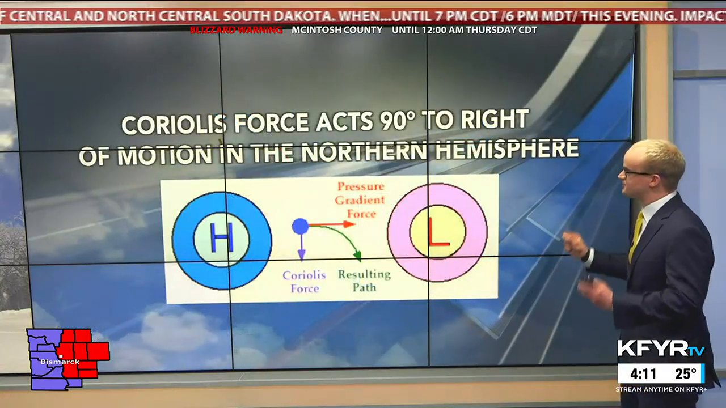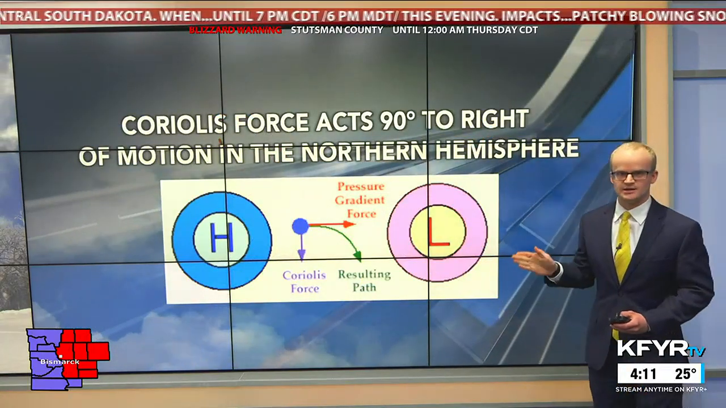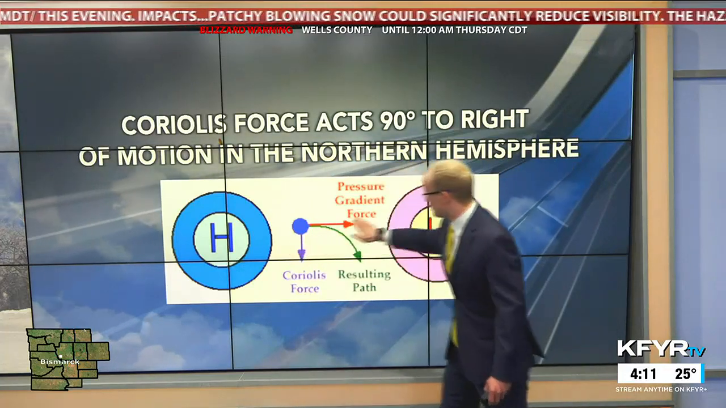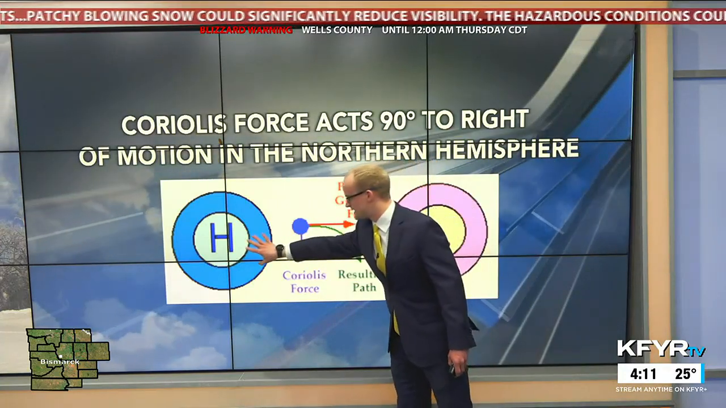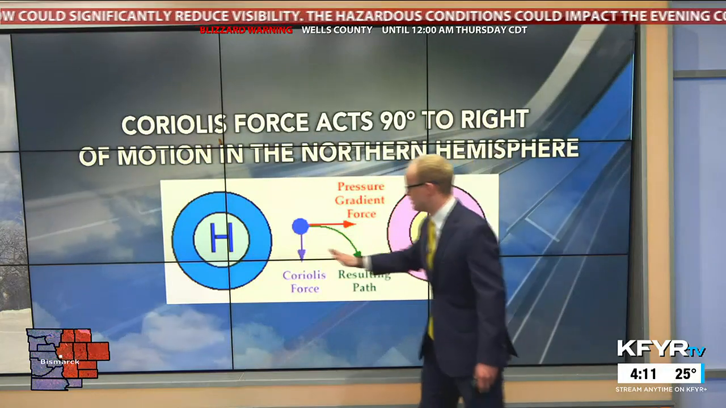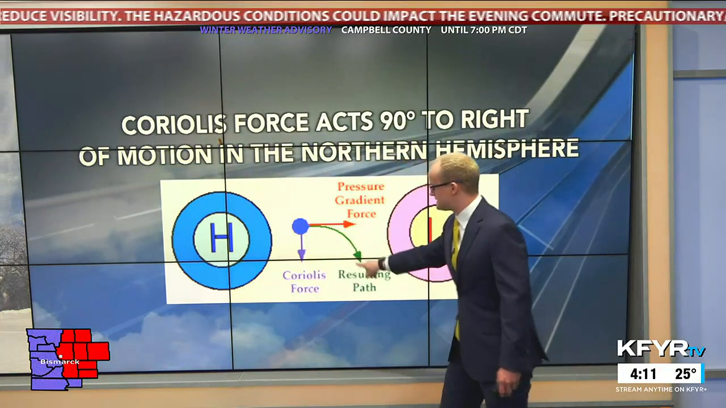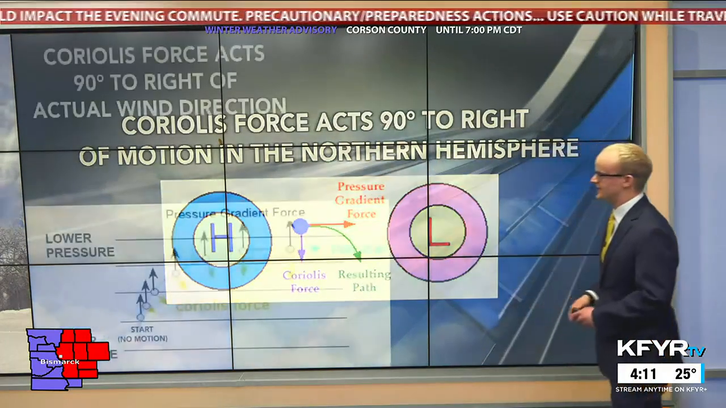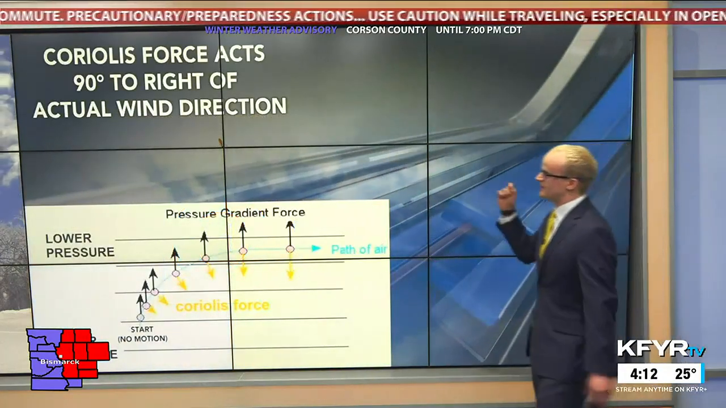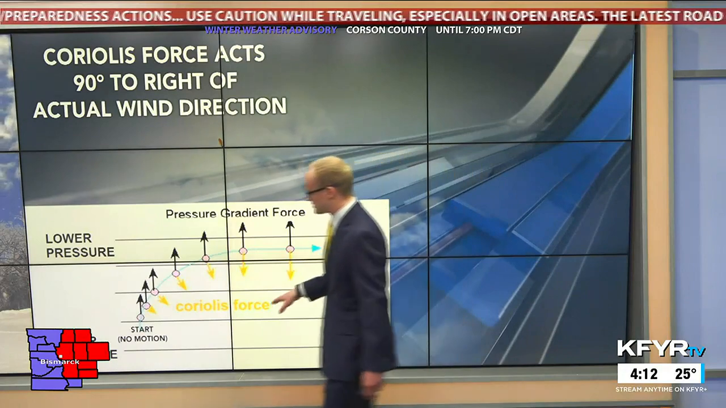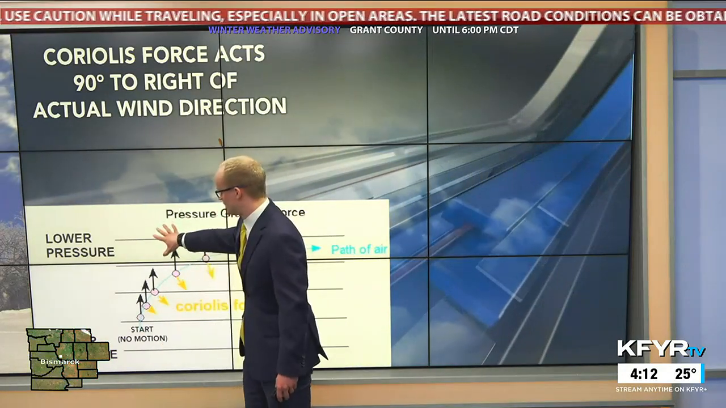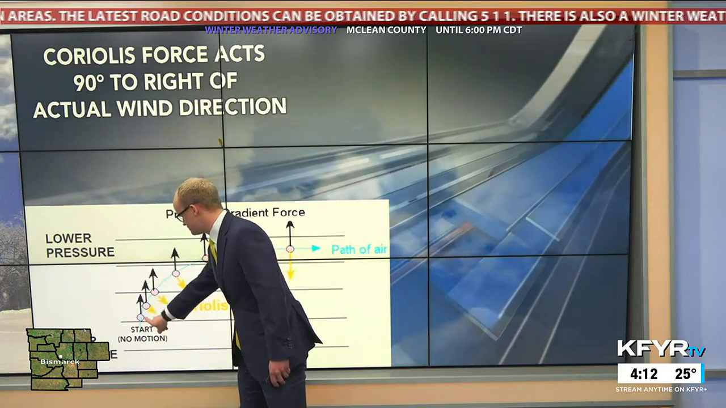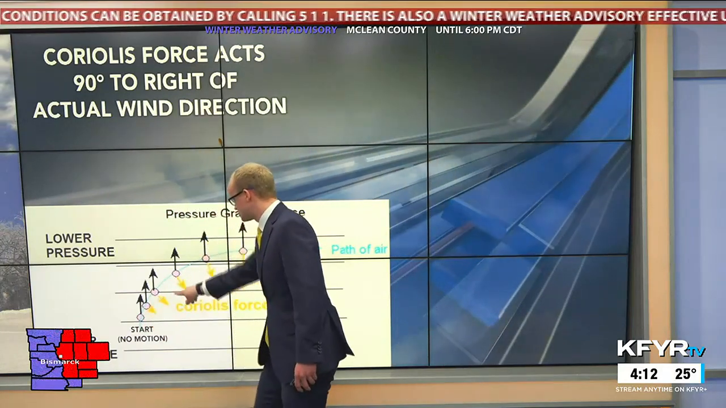So this Coriolis force acts 90 degrees to the right of motion in the northern hemisphere. You can see that here. So with our pressure gradient force that we talked about earlier, again, just from high pressure to low pressure, but the Coriolis force acts 90 degrees to the right, and the resulting path of the wind is curved like that. So remember that 90 degrees to the right of the actual wind direction. If we have higher pressure down here and lower pressure up here, the start of an air parcel right here with no motion, Coriolis force acting to the right of that.